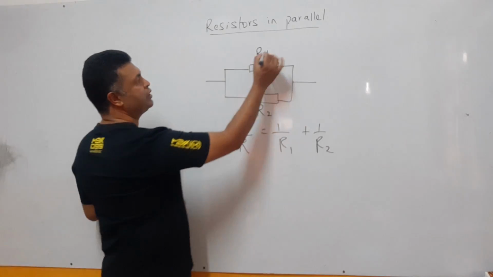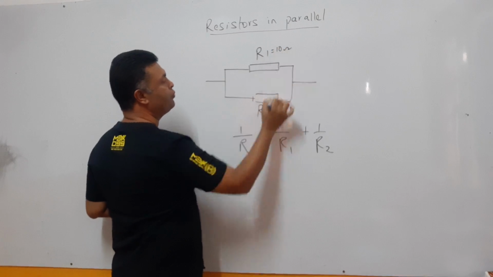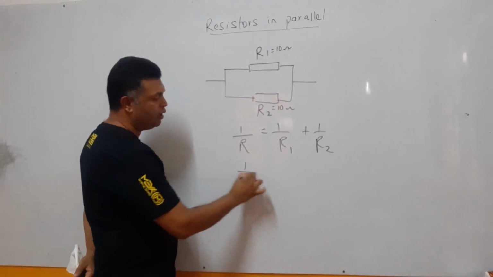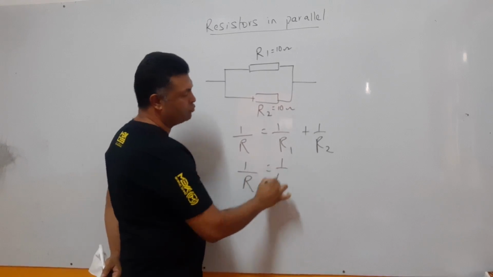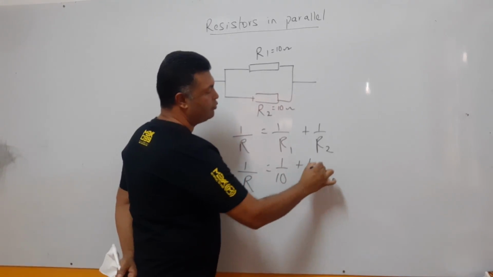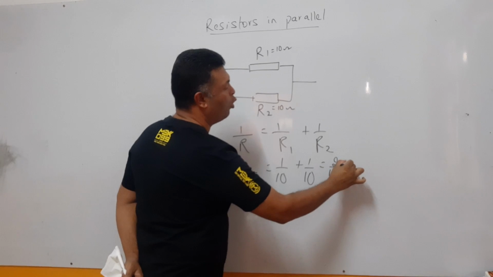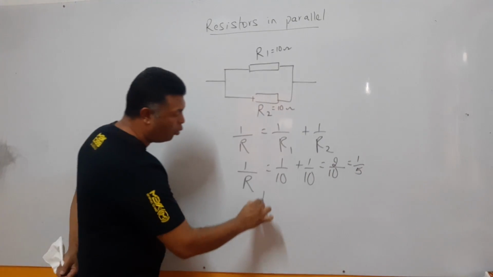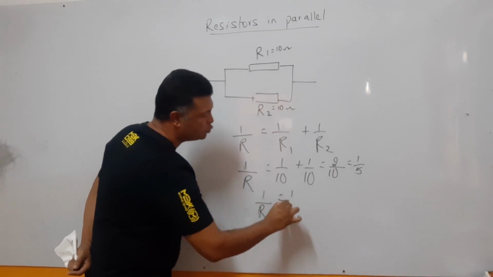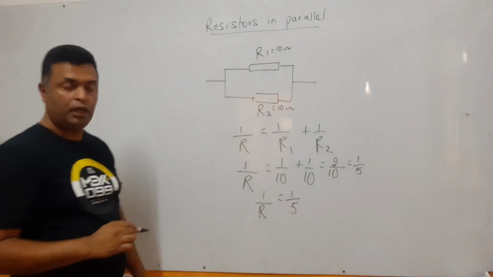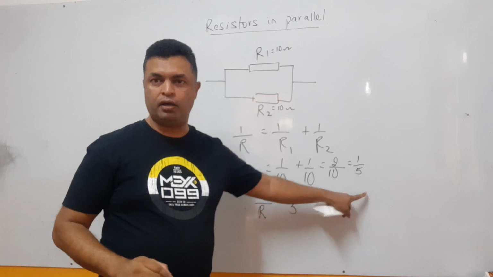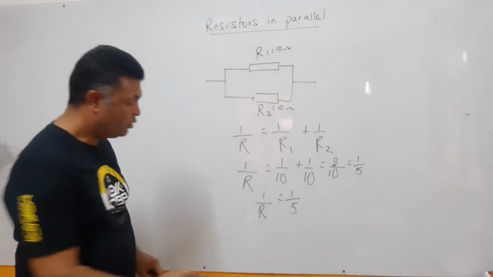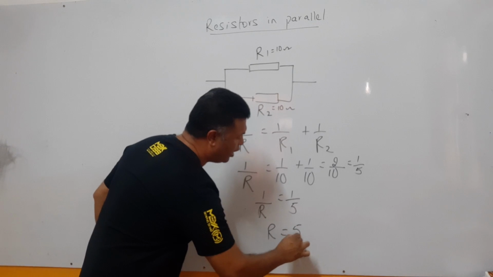So if I take, for example, here 10 ohm, here as well 10 ohm. So when I calculate now 1 over R equal to 1 over 10 plus 1 over 10, this gives me 2 over 10 or 1 over 5. So you have to remember 1 over R equal to 1 over 5. It is not R equal to 1 over 5, but 1 over R equal to 1 over 5. So R gives me 5 ohm.